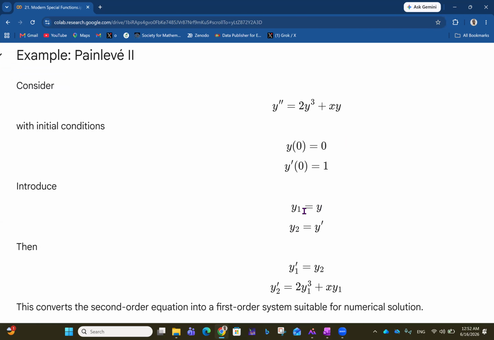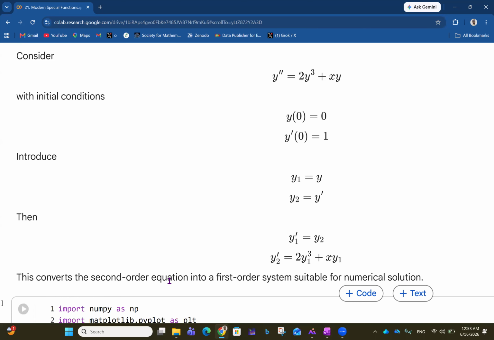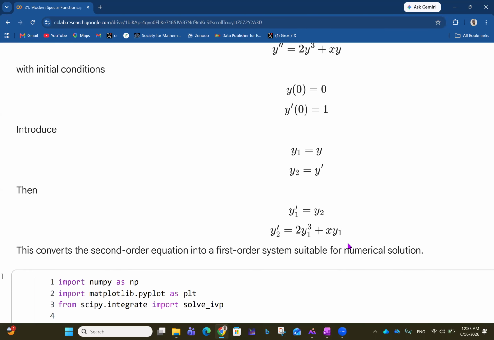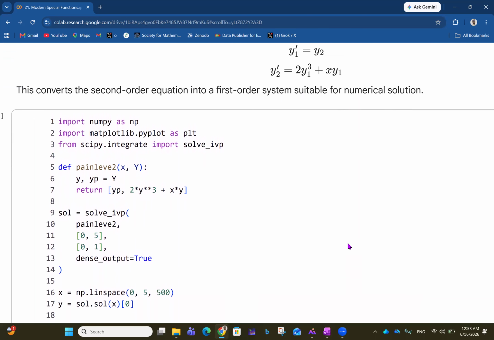So we can say that y1 prime is actually y2. And it means that y prime prime would have to be y2 prime, and that would be equal to 2y1 cubed plus xy1. So this converts the second order equation into a first order system suitable for numerical solution. So now we can use things like Runge-Kutta 4 in MATLAB and odeint, solve_ivp in SciPy, for instance, to solve that. And that is exactly what we have demonstrated by this code.